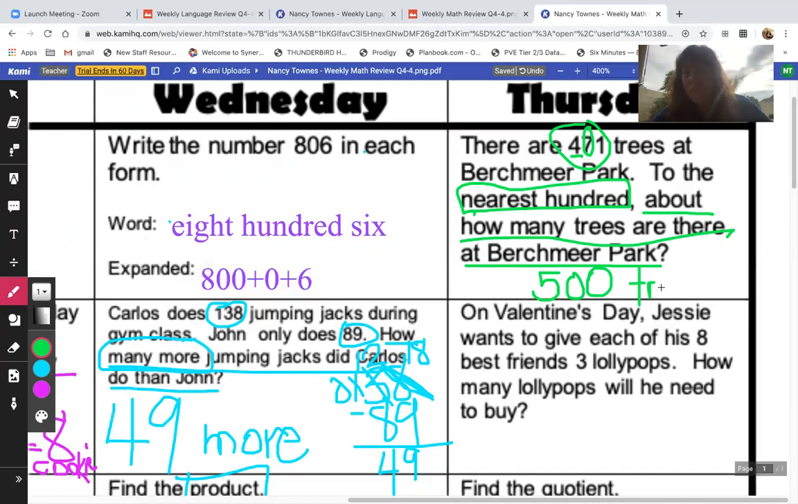That one they're trying to trick you, right? Because they say about how many. So there was no adding or subtracting, just rounding to the nearest 100.